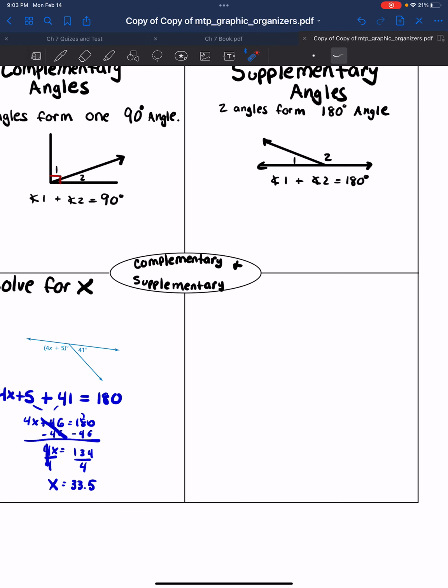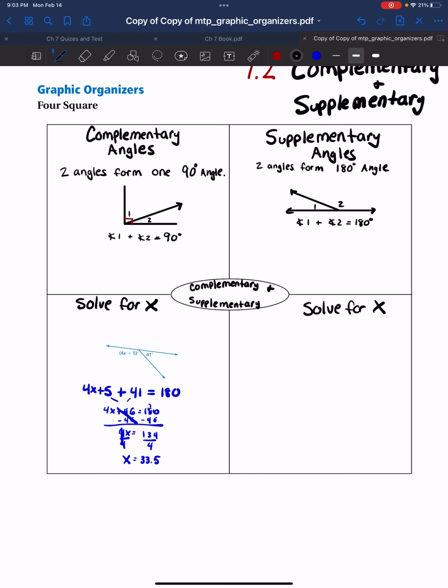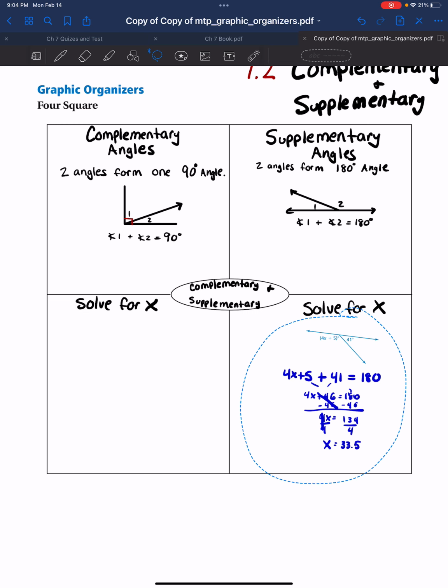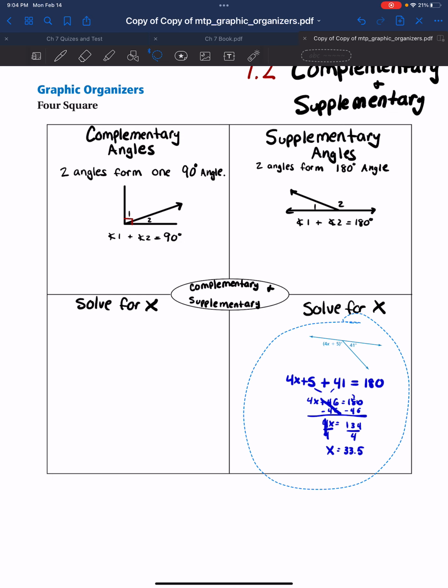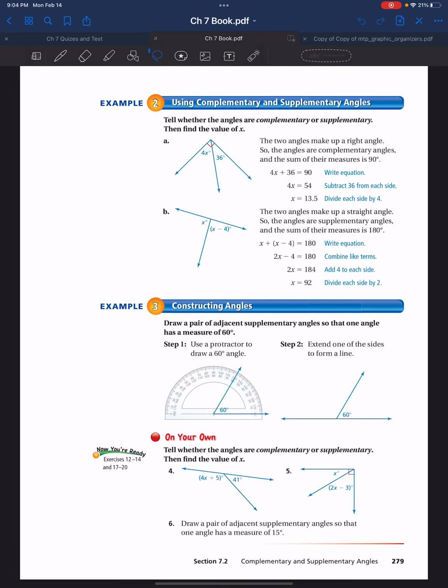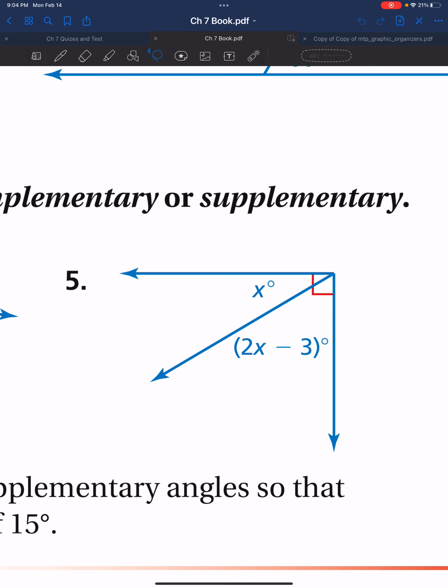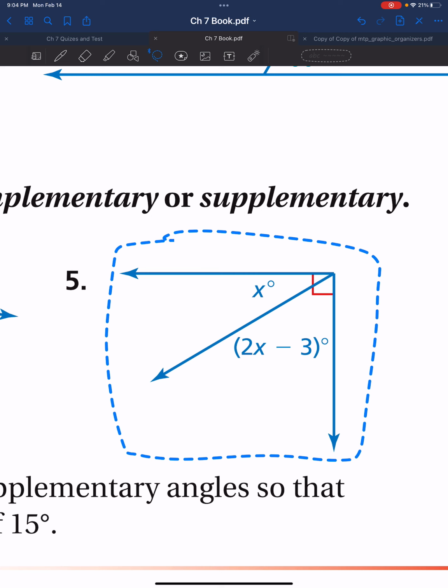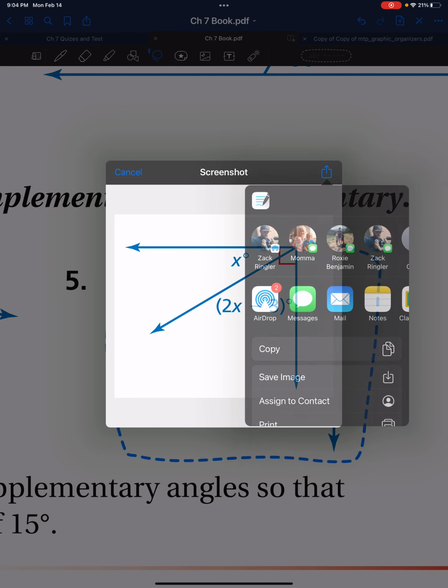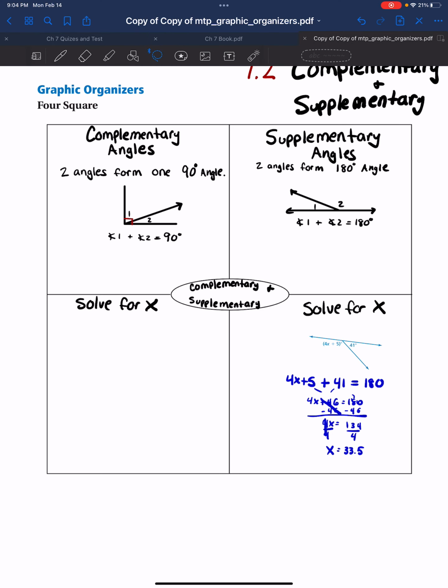Okay, let's do another solve for x problem. Ooh, you know what? I kind of want to stick my supplementary problem with my supplementary, below one another, and then I want to stick my complementary below my complementary. If that's too late for you, don't worry, don't panic, it's fine. It's just that in my mind, I want these to look nice for when I post them, so I'm going to put my complementary under my complementary. Okay. I'm going to stick this example over here.